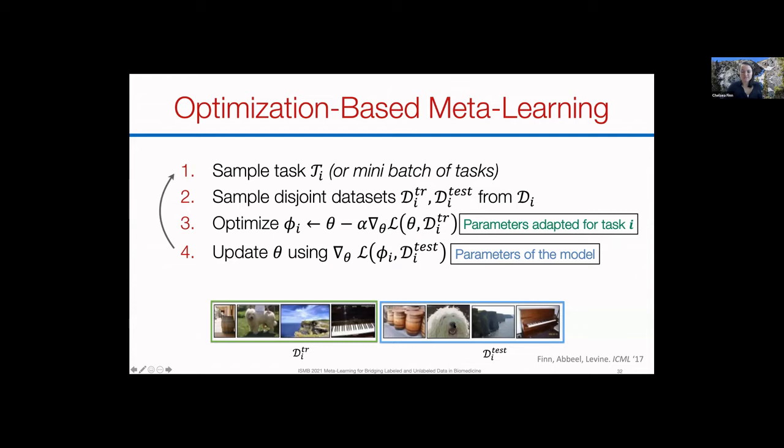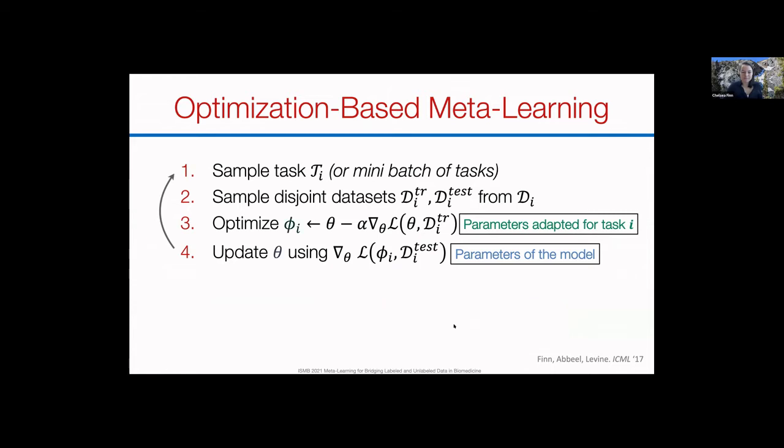Okay, so there's a couple things that you might wonder here. First, you might see that this actually requires second order derivatives. In particular, if you look at this gradient, this is the gradient of this loss function with respect to phi i, and phi i is this expression right here. And so we end up getting a double gradient when you combine these two steps.